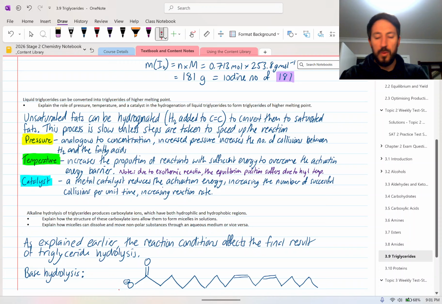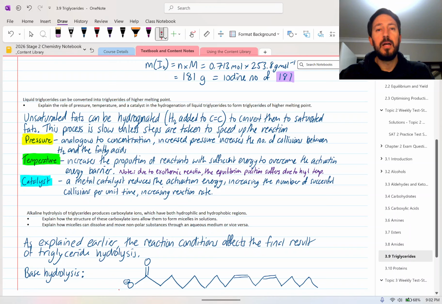So we've looked at it before, but essentially, super briefly at least, we have pressure. If we pump in heaps of hydrogen, increasing the pressure of hydrogen in the reaction container, you're going to get more collisions happening between hydrogen and the unsaturated fats. I keep making that mistake. Sorry. You get more hydrogen molecules interacting with the double bonds of the unsaturated fats, so you get more collisions and obviously more successful collisions.